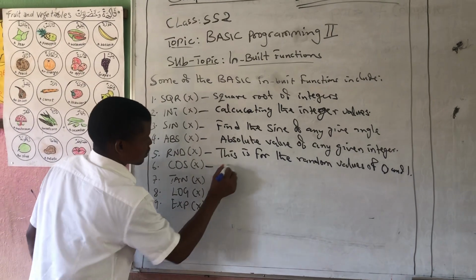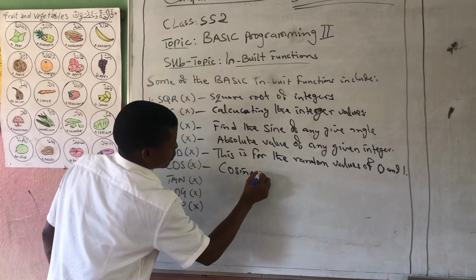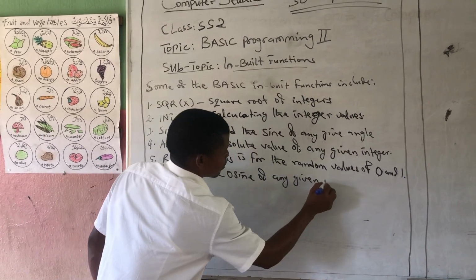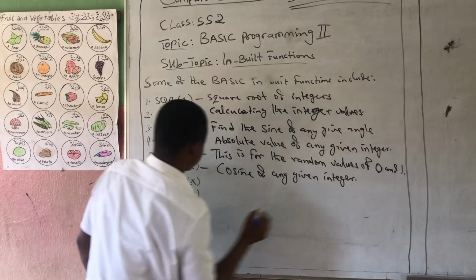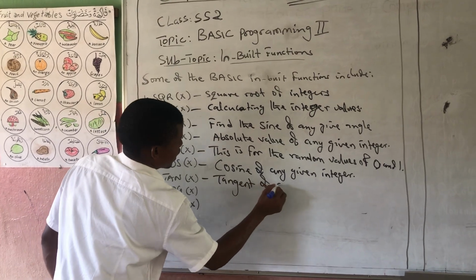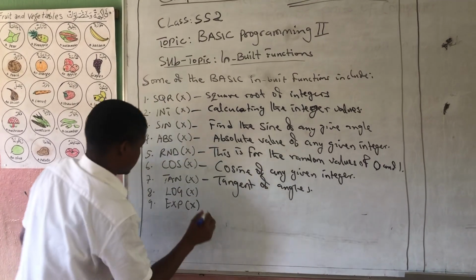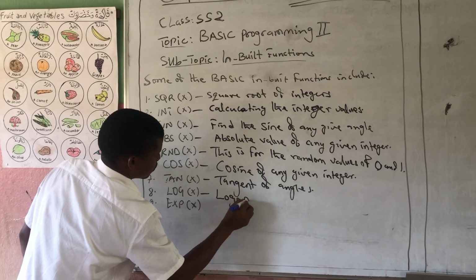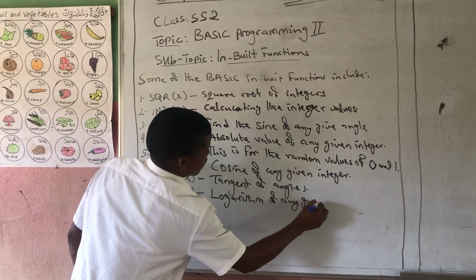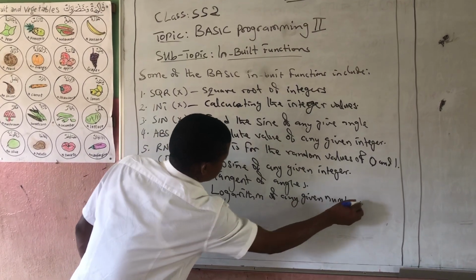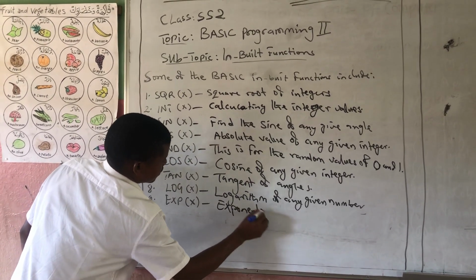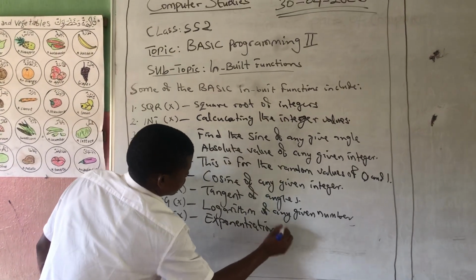Then this is to find cosine of any given integer. This is for tangent of angles. This is for logarithm of any given number. This is used for exponentiation of numbers.